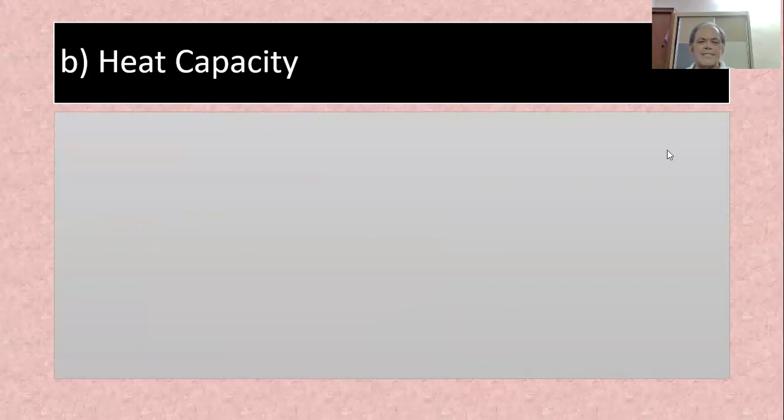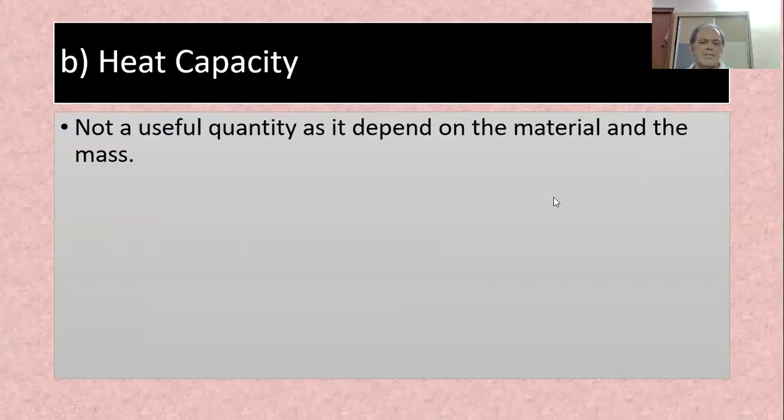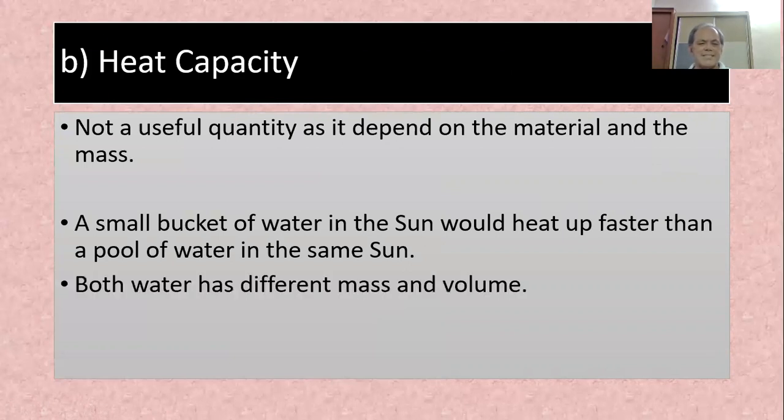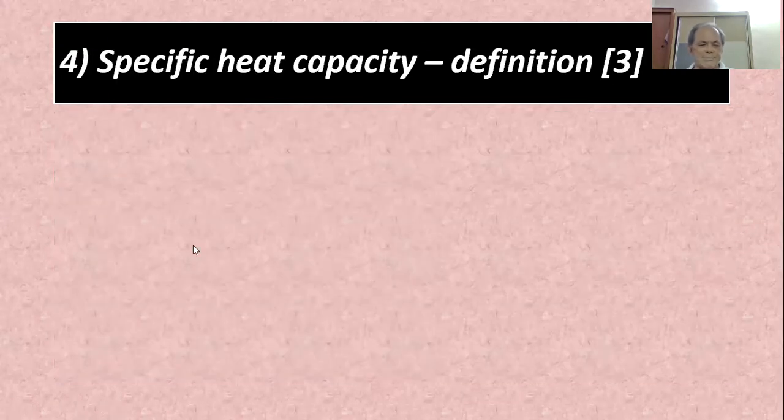So heat capacity is not a very useful quantity because it depends on the material and the mass. That's why a small bucket of water in the sun would heat up faster than a pool of water in the same sun. Both have different mass and volume. Okay, with that?